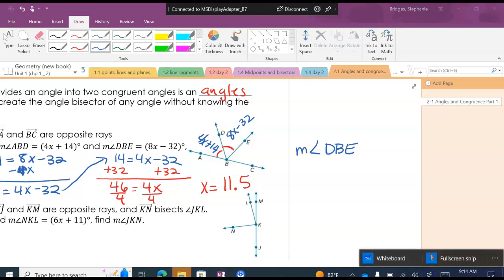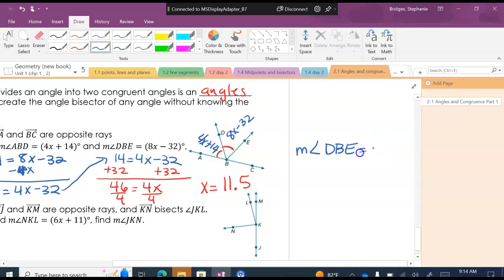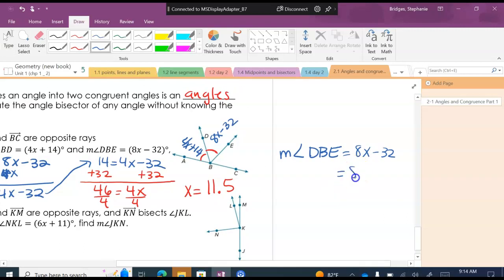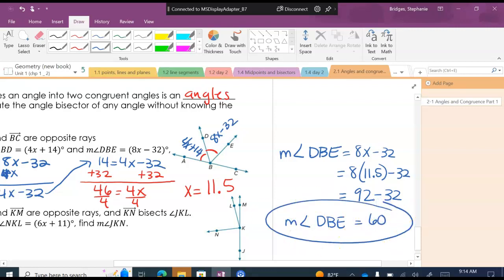All right, so they told me that the measure of angle DBE was 8x minus 32. I now know that x is 11.5, so I'm going to plug that in and work this out. I'm going to do 8 times 11.5 on my calculator. That gives me 92. And then I do 92 minus 32, which would tell me that the measure of angle DBE is equal to 60. Does that make a little bit of sense?